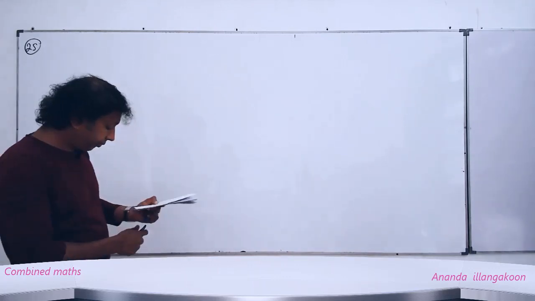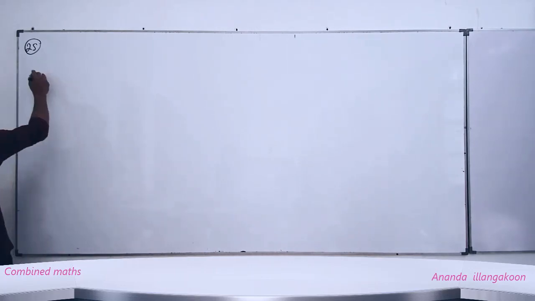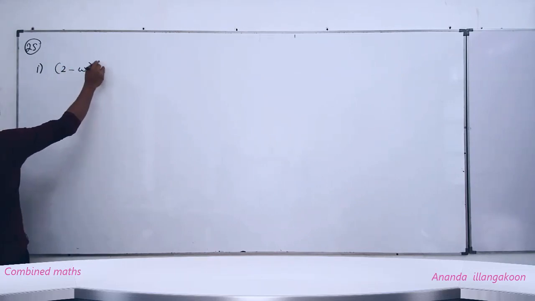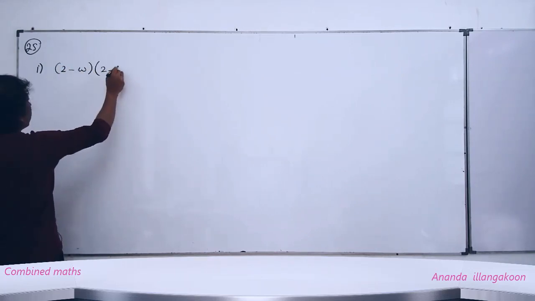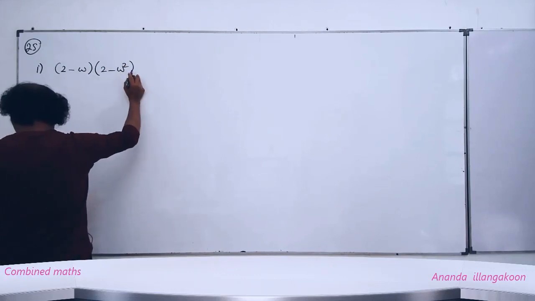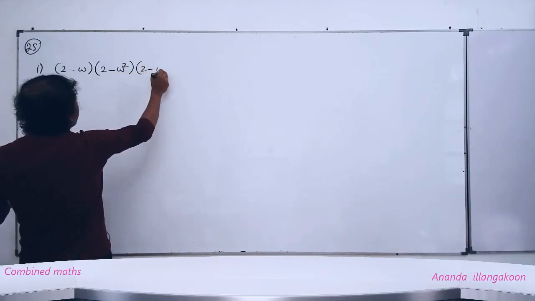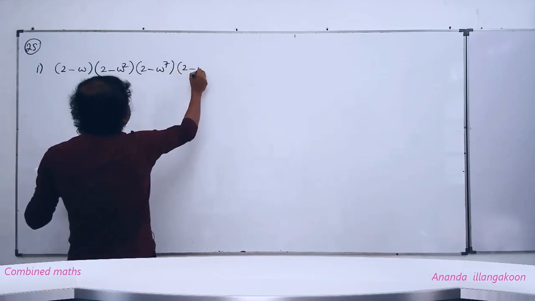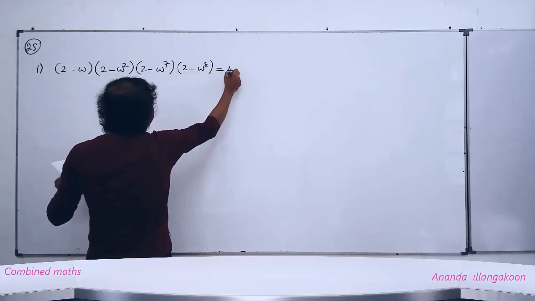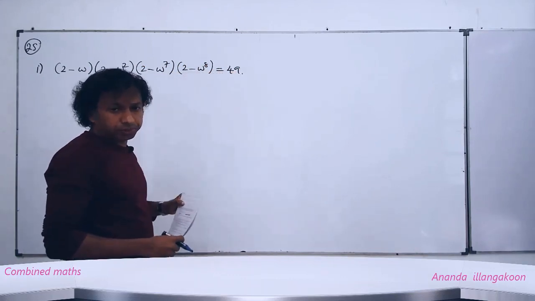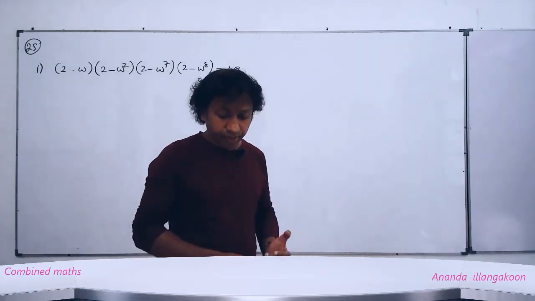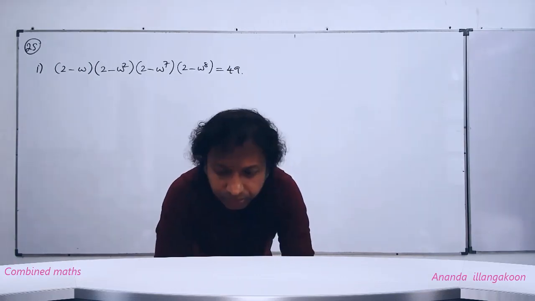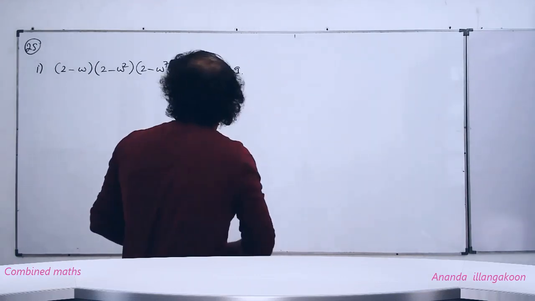Now show that. Come to the first one: (2 minus omega)(2 minus omega squared)(2 minus omega 7)(2 minus omega 8). We have to prove this is equal to 49. People, just try to take this answer. It's a very easy part. People, how to take it? Yeah, I can do it like this.